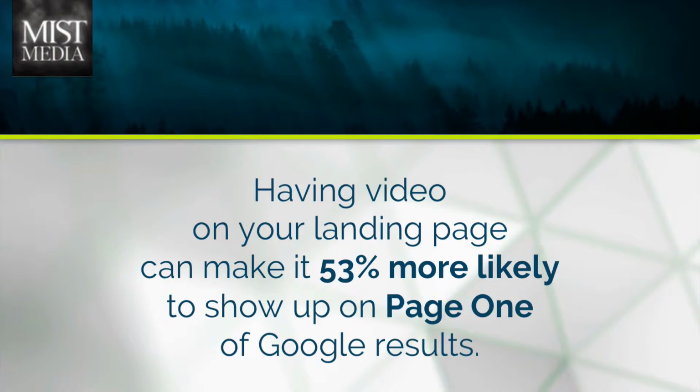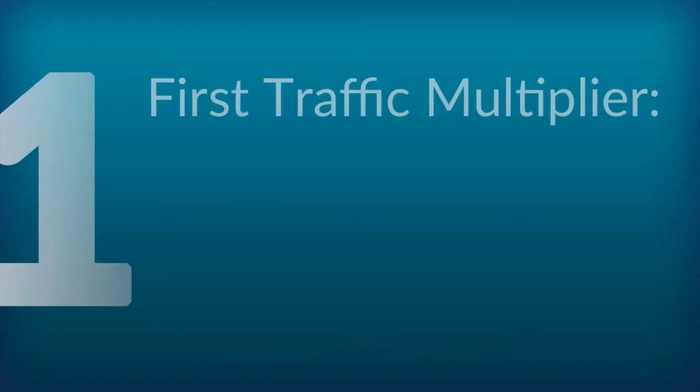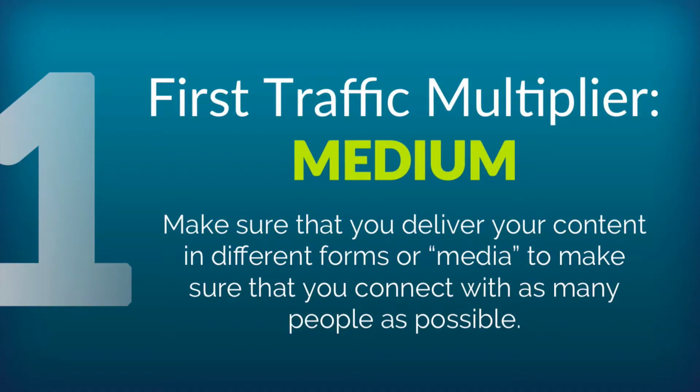And when it comes to search engine traffic, Mist Media reports having video on your landing page can make it 53% more likely to show up on page 1 of Google results. So just to recap, the first traffic multiplier of content marketing is to make sure that you produce your content in different media to take advantage of people's personal preferences for consuming content. And of all the different media, the most important is without a doubt video.